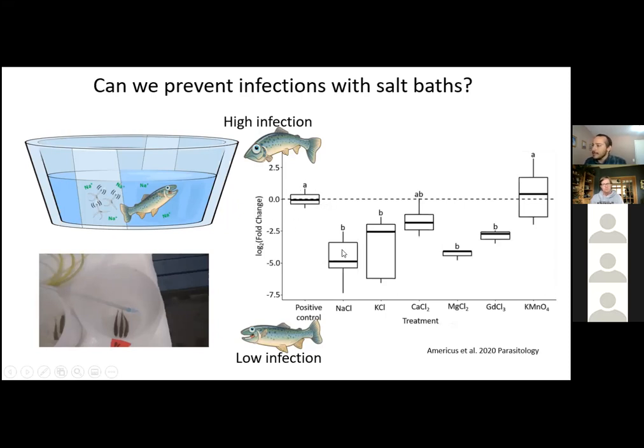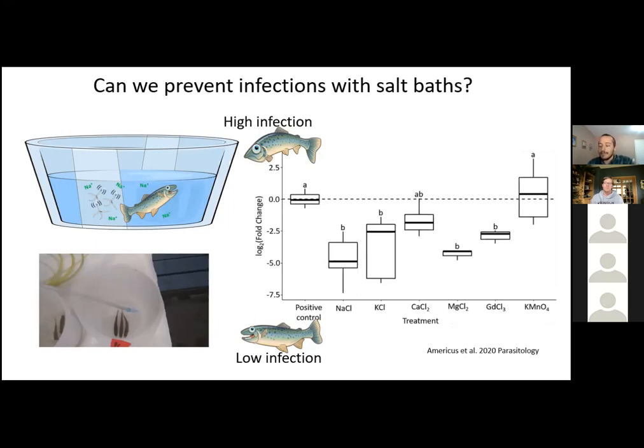So you can see a lot of these different salts, sodium, potassium, magnesium, gadolinium, they significantly reduce the infection load to the fish. I thought this was a pretty interesting finding. We published it in Parasitology. And I think it has some real applications for fish pathologists that are dealing with myxozoan problems.